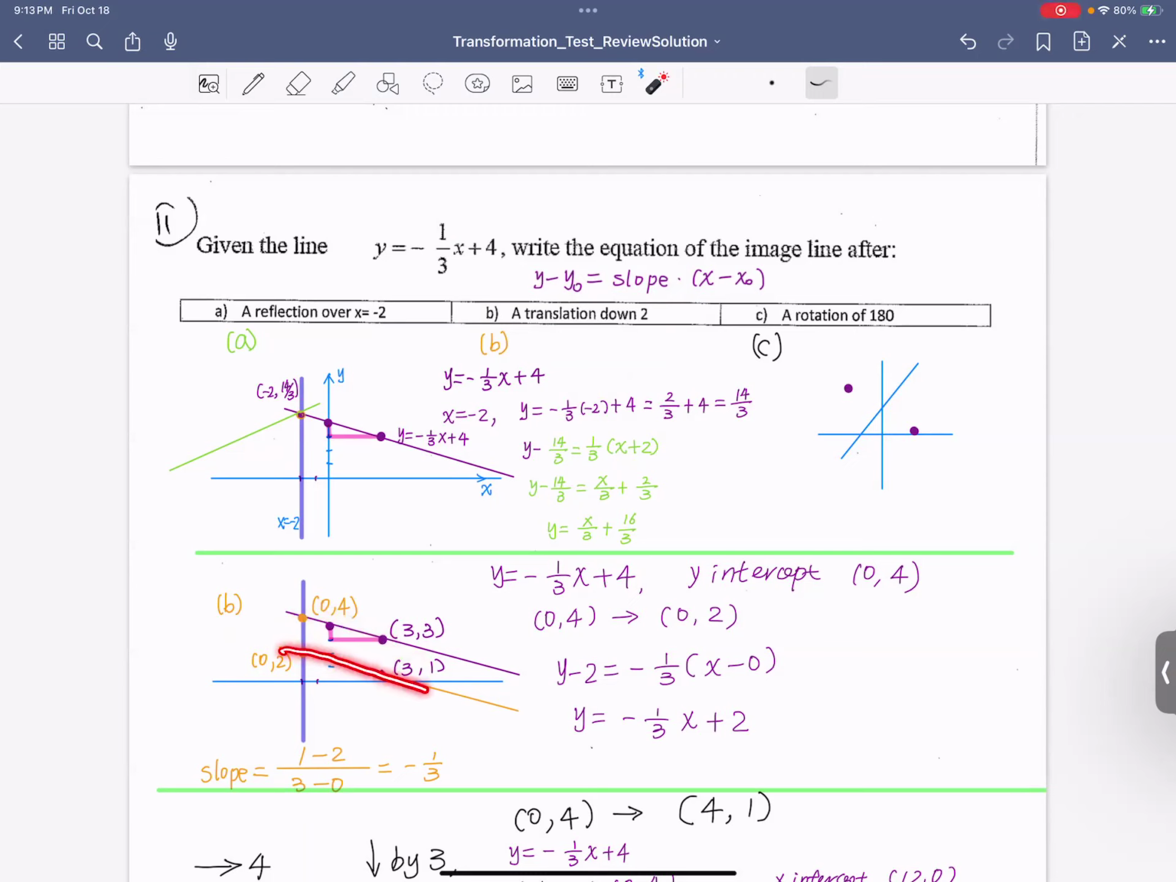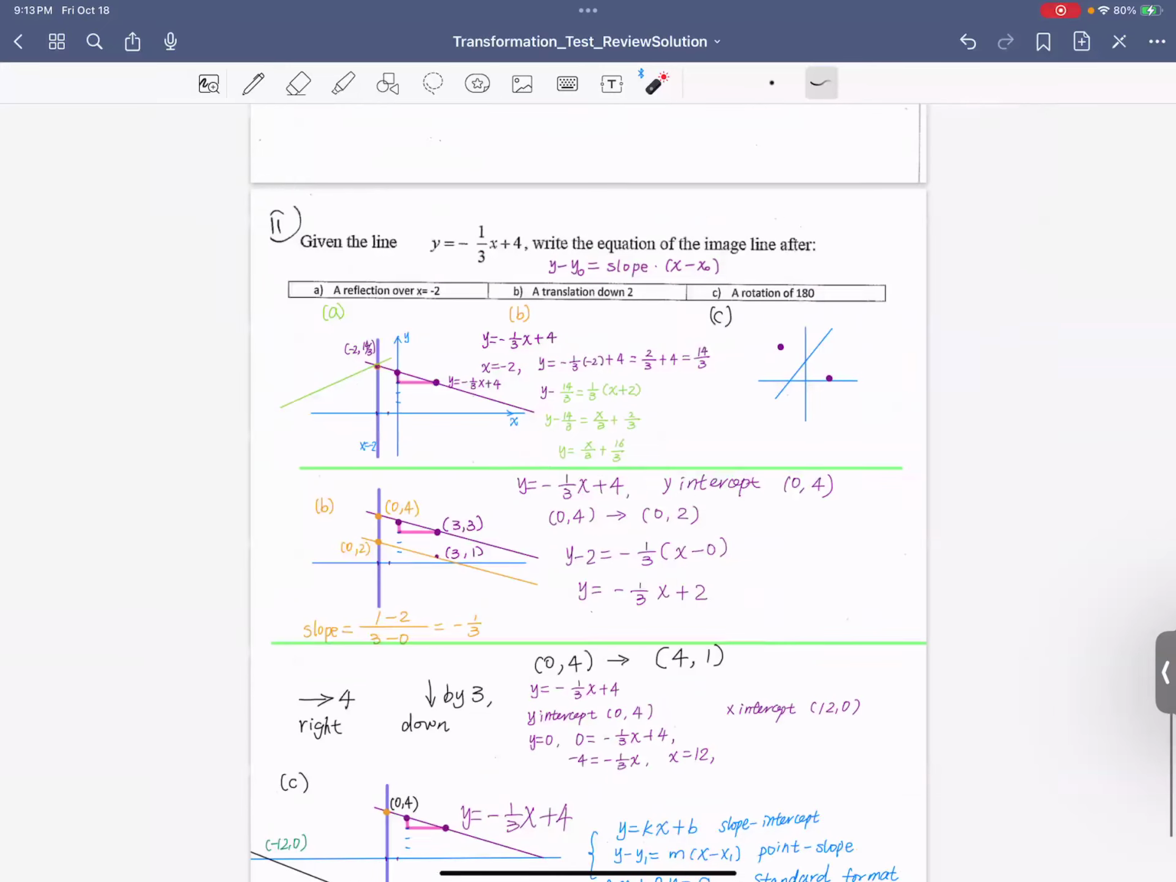So the fastest way is by using the slope y-intercept format, because you pass (0, 2), you have the same slope. So actually, I can write this down in one step. Same slope, shift down the b value by 2. So that's it. See, you don't need to use these 2 points to recalculate. You copy the slope, you have the new y-intercept shifted down by 2. Number C, rotation.